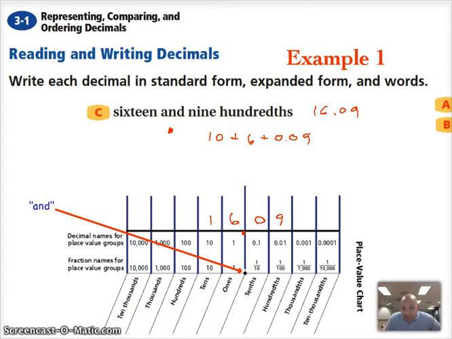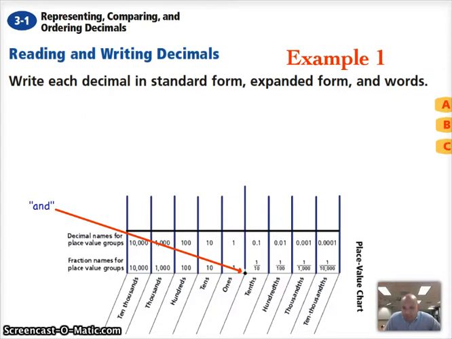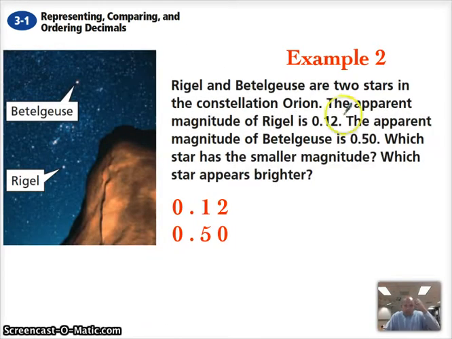All right. Next, Rigel and Betelgeuse are 2 stars in the constellation Orion. The apparent magnitude of Rigel is 0.12. Now, that's the way we would write it, but it's actually called 12 hundredths. This is tenths, hundredths, 12 hundredths. The apparent magnitude of Betelgeuse is 50 hundredths.